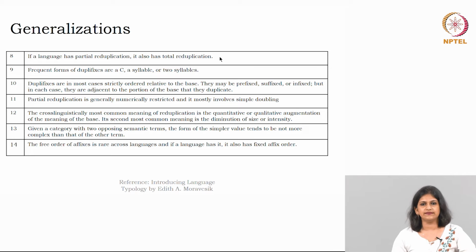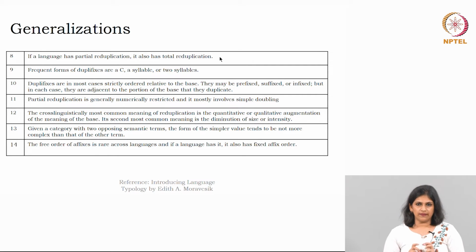And then we have the 9th generalization, which talks about duplifixation. Duplifixation is again a phonological conditioning. That means when you are talking about the reduplication or the repetition of a particular phoneme, in that case you are going to call it duplifixation. So, what does generalization 9 talk about? It talks about the frequent forms of duplifixation: the duplifixes are a consonant, a syllable or 2 syllables.